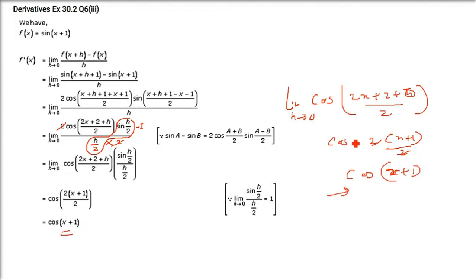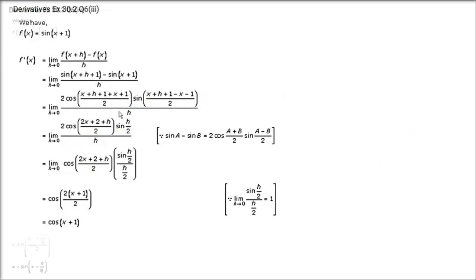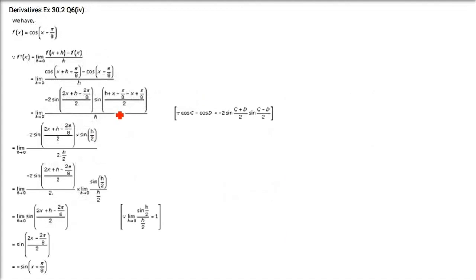So I'm just going through, because that is why I have given you the solution. Everywhere the solution is in front of you, so that you just get the concept of the question. You don't get stuck. That is why the answer is always in front of you. Now f(x) is cos(x−π/8). We'll do it here only.